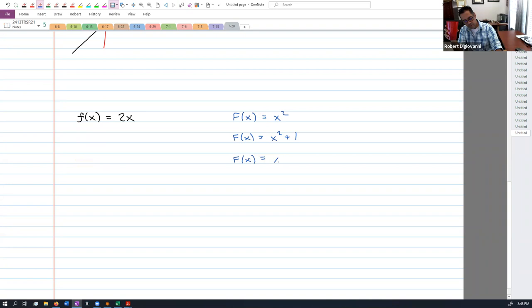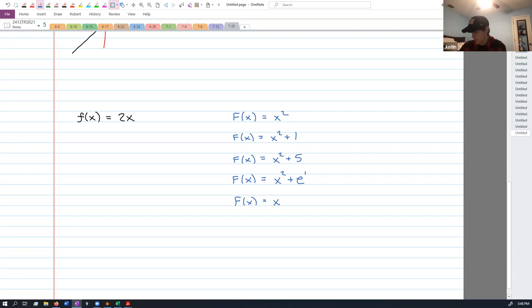Okay. How about this? Would this work, Justin? X squared plus e. Is e a number? Just by itself, e? I mean, it's 2.718, right? e to the first power. So that would also work, right? X squared plus pi would work. X squared minus pi would work. So repeating constants work too. X squared plus pi to the seventh power would work. I mean, it doesn't matter what that number is.